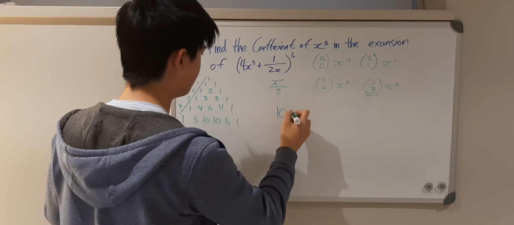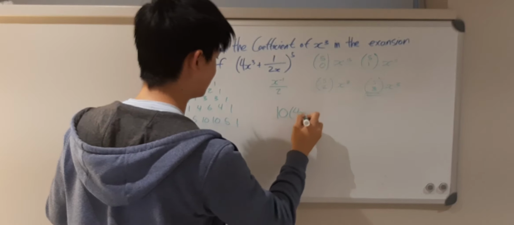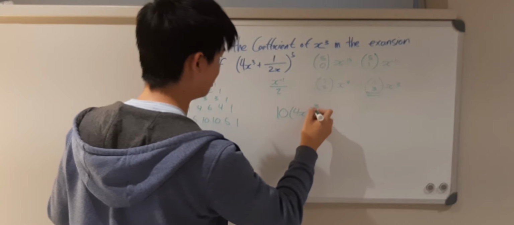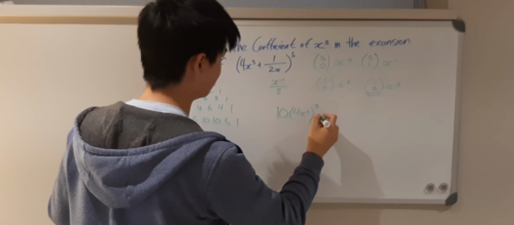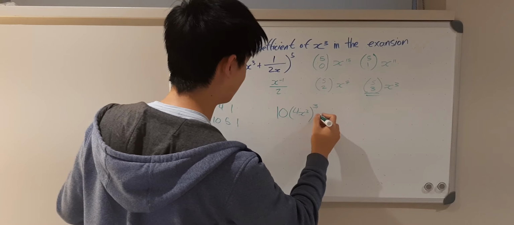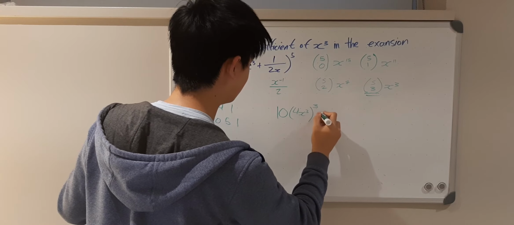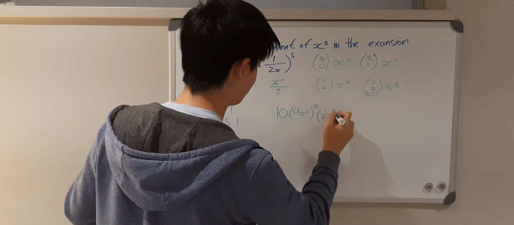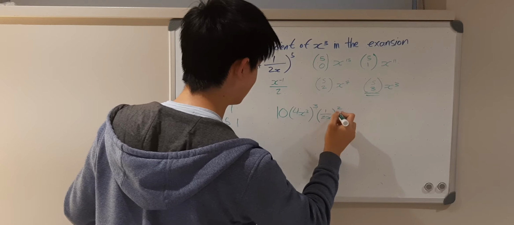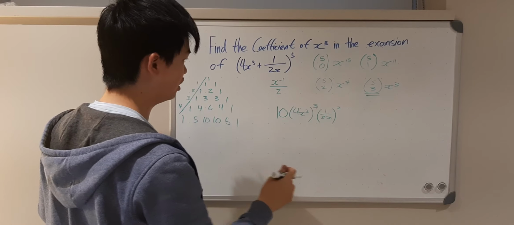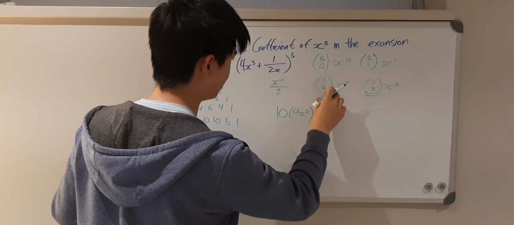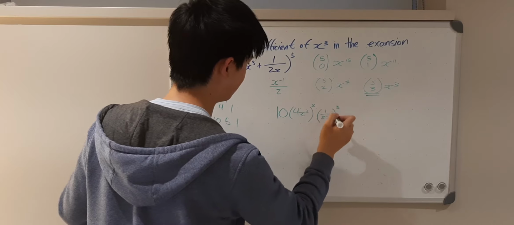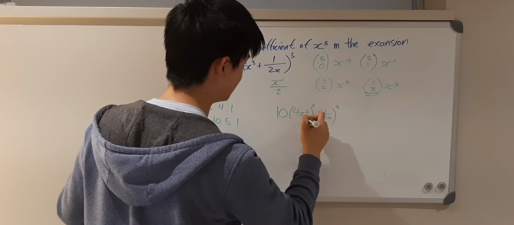Now we're doing 4x cubed to the power of 3. And then after that, I believe we have to multiply by 1 over 2x to the power of 2. That should all add up, I believe. Oh, sorry, I did the wrong one. Sorry. This should be to the power of 3. There we go. Now that will end up as 6, and 6 minus 3.